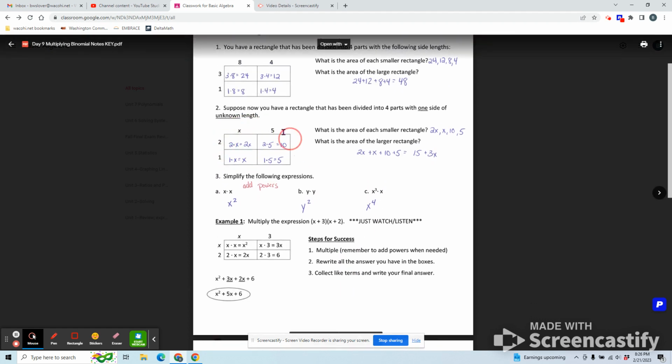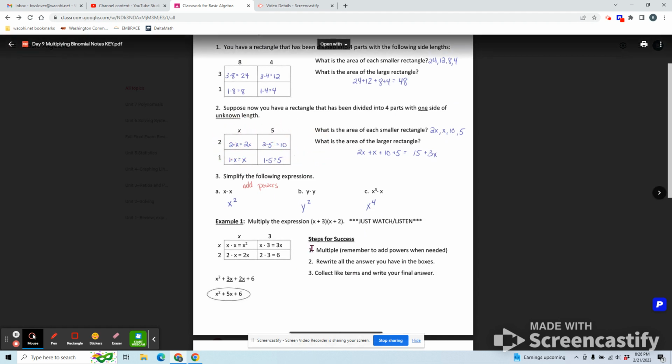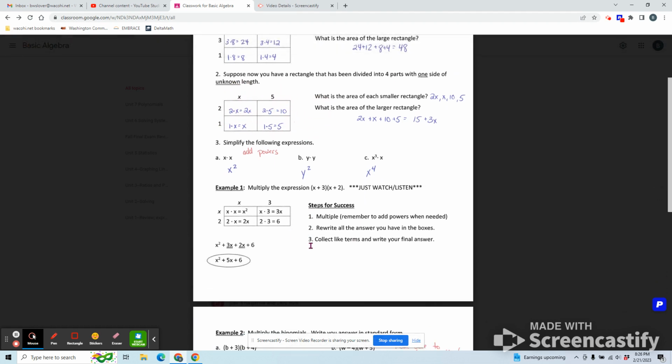So this grid, this area model, is what we are going to use today to help guide us in multiplying binomials. It is just an organizational tool. You do not have to use it. However, all of the examples today do have this area model grid set up to help you.